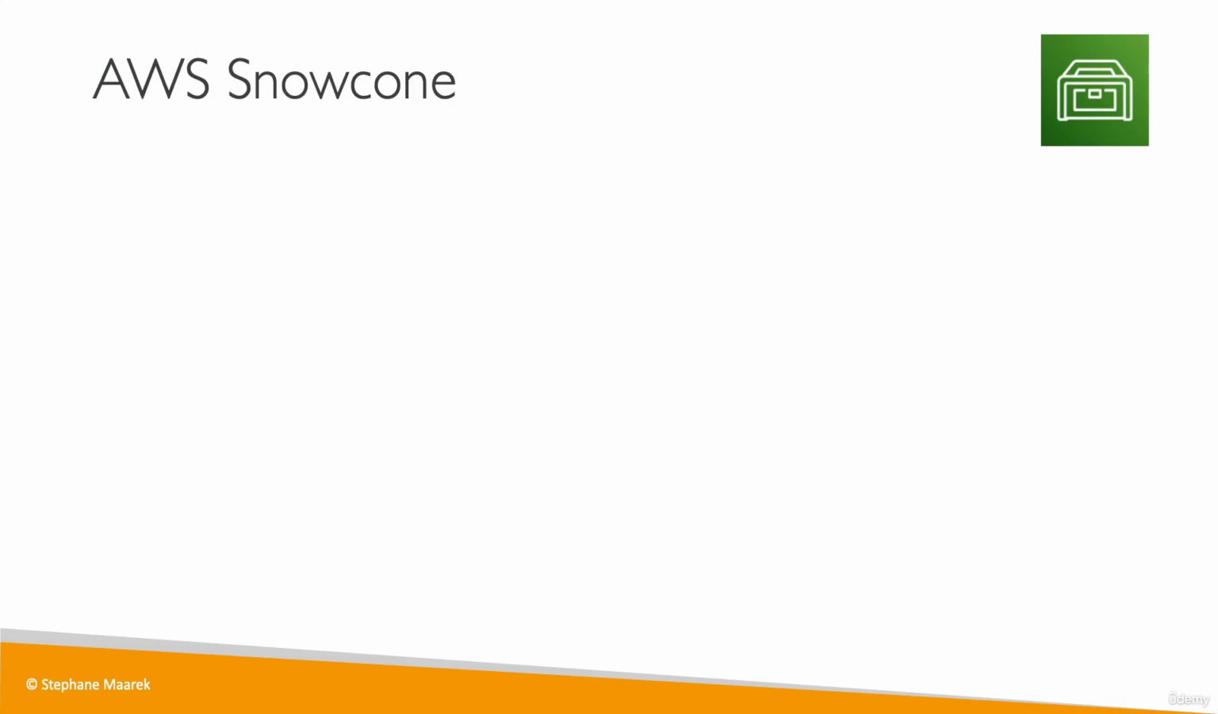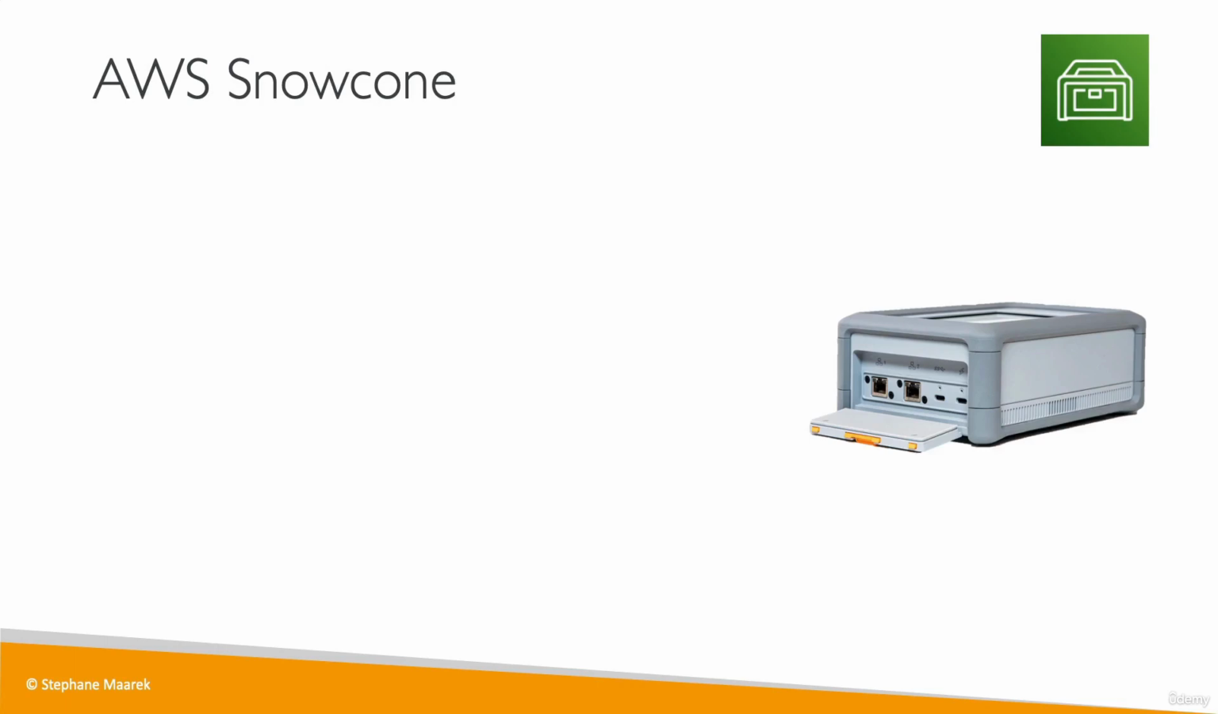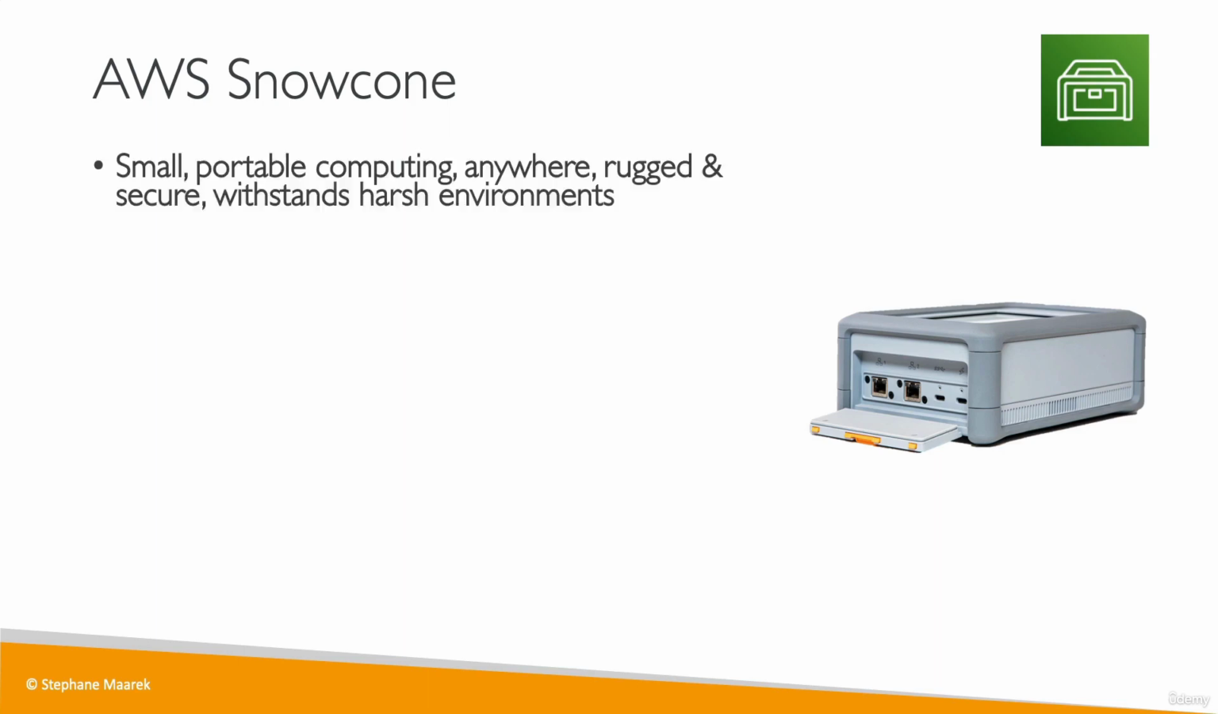The second option is called AWS Snow Cone. And Snow Cone is a cute little name because it is a cute little thing. This is a much smaller device. As we can see, there's an Ethernet port on it. So Snow Cone is much smaller than a Snowball Edge. And this is a small, portable computing device, rugged and secure, and it can withstand harsh environments. So it can go in the desert, it can go in the water. It's really, really light and secure.